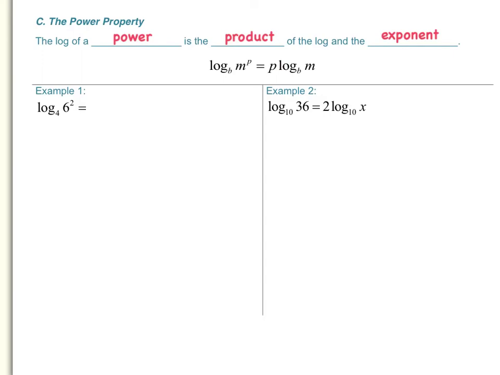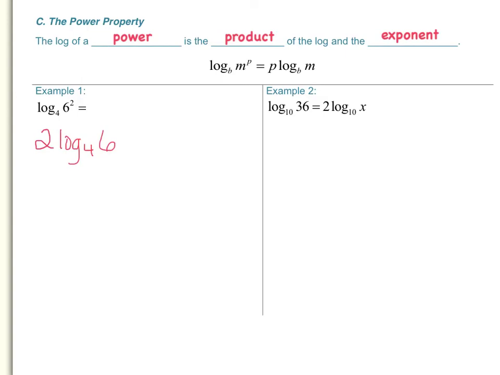Now let's look at example 1. We have log base 4 of 6 squared. Now we can rewrite that. We take the exponent 2 and put it in front of the log. And now we're going to write log base 4 of 6, where we are multiplying the exponent, which is 2, times the log base 4 of 6. Now let's look at how we can apply this property to example 2, where we need to solve for x.